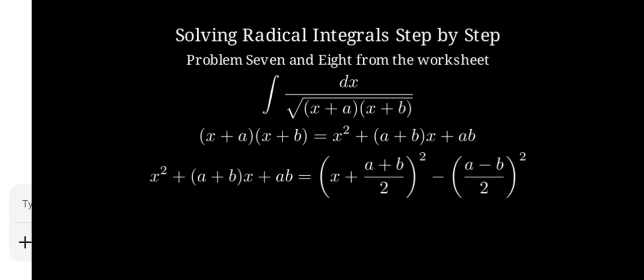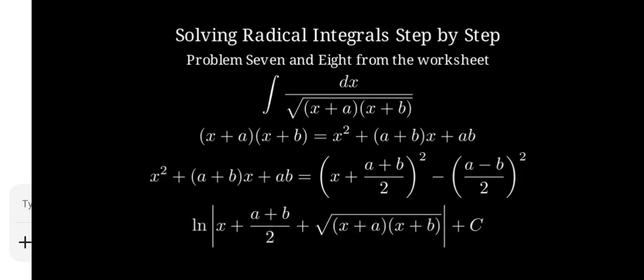The antiderivative of 1 over the square root of u squared minus c squared is the natural logarithm of u plus the square root of u squared minus c squared. Plugging our expression in, we get the logarithm of x plus half of a plus b plus the square root of the original product. The second problem is very similar.